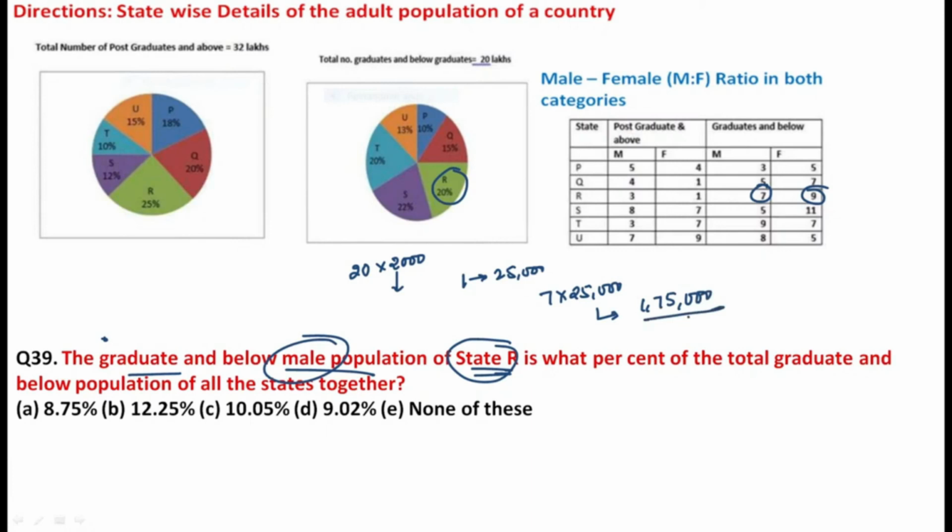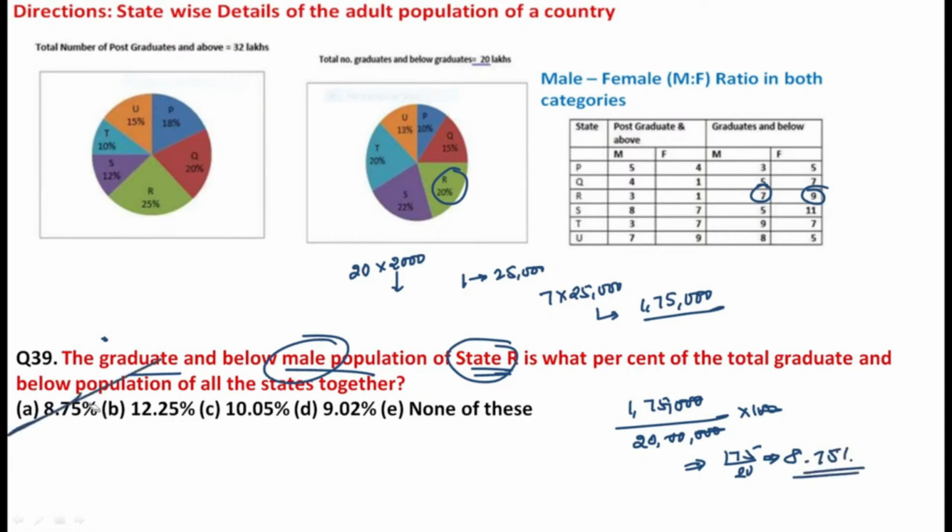Just observe the calculation above. And this value 1,75,000 is what percentage of the total graduate and below population. The total population here is 20 lakhs. You can cancel 3 zeros here, and 2 zeros here. So 175 by 20. So 28 8s are 160. So you can get the value directly as 8.75.